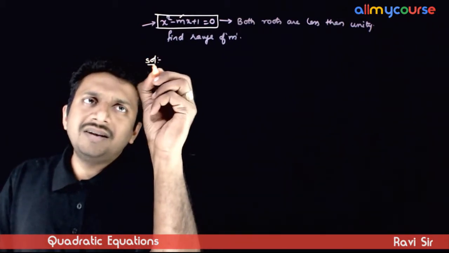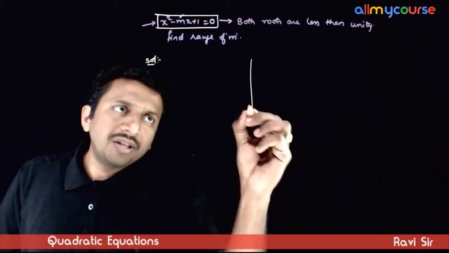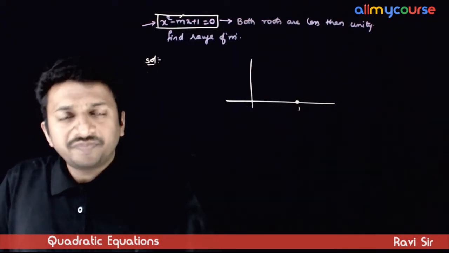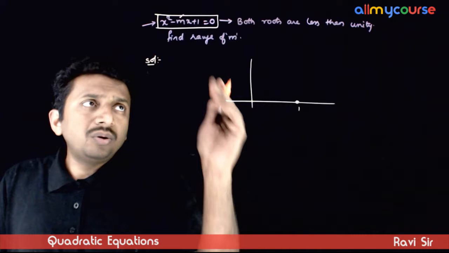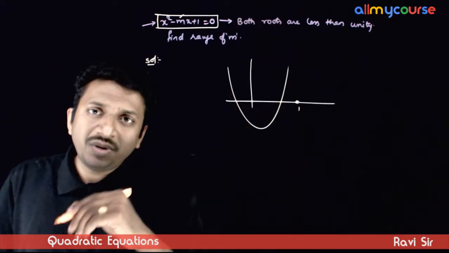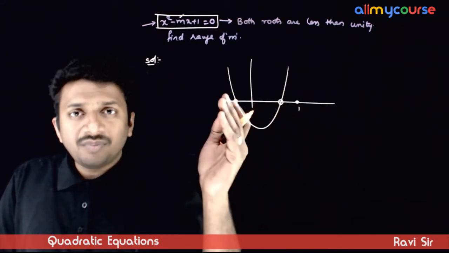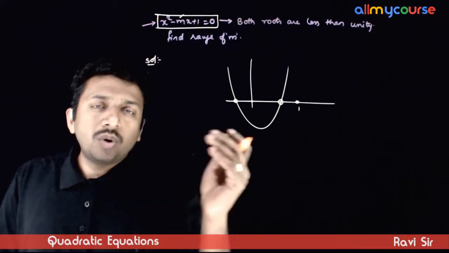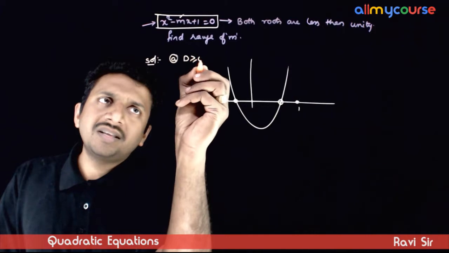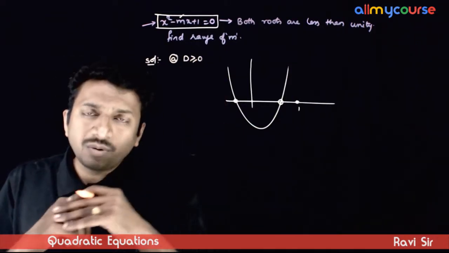So let us write the conditions that we have so that both roots are less than 1. So let us also draw the graph. You'll understand the conditions very easily. So this is 1. Both roots have to be less than 1. That means my graph has to be like this. It should intersect the x-axis 2 times before 1. So what are the conditions which ensure this? The first condition is discriminant is greater than or equal to 0. Discriminant has to be positive so that you get real roots first.